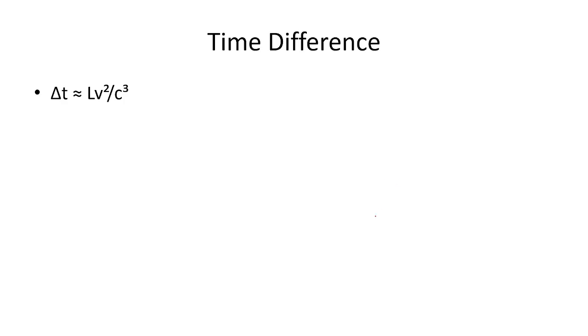Okay, when the apparatus is rotated by 90 degrees, we get this delta T, which I name dash, is equal to negative of this value. This is minus L V square over C cube. So the magnitude of both of the times is same.